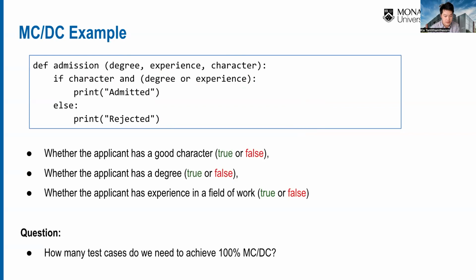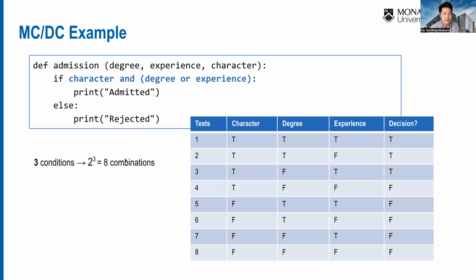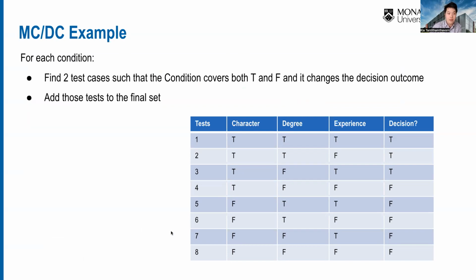And MCDC as well, modified condition. What does it mean? If we don't reduce it, normally what we should test is 8 combinations here, 8 test cases. And it's too much. Why do we need to test everything? Because some of them are redundant. This is the systematic technique to reduce the number of test cases. The key goal is that for each condition, let's try to work on it together.